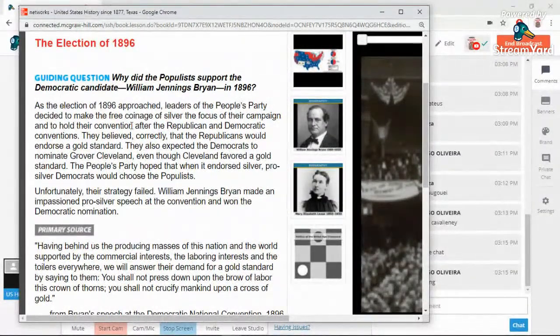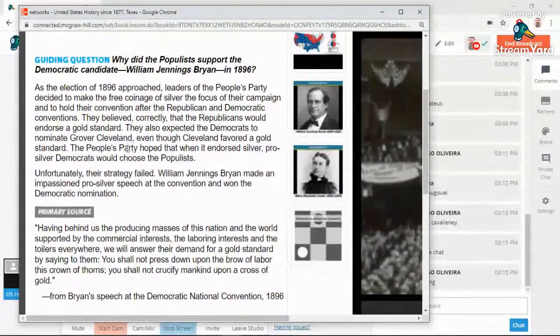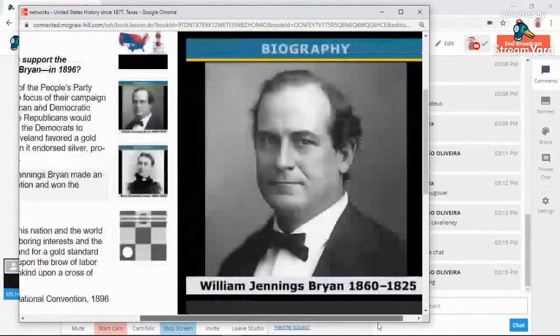Why did the populists support the Democratic candidate, William Jennings Bryan? Remember this guy. So why did they actually support him? Well, one is what's going on at the time. The Republicans endorsed the gold standard, and they actually expected the Democrats to nominate Grover Cleveland, even though Cleveland favored the gold standard. The People's Party hoped that when it endorsed silver, pro-silver Democrats would choose the populist, but it did not happen. So William Jennings Bryan gave a really strong speech on silver at the convention and won the Democratic nomination. And there we have a picture of him, William Bryan.